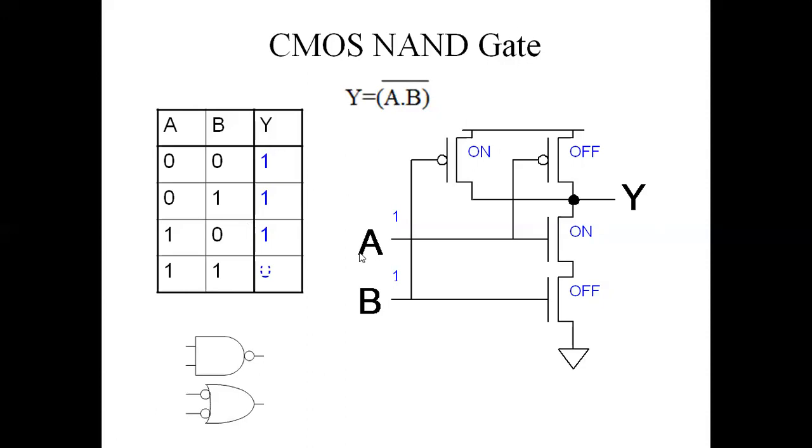In the last case we are seeing both the inputs are 1. So what happens here? Both the PMOS become off and both the NMOS transistors become on. So here the output is connected to the ground through both of the NMOS transistors. Means here for the NAND gate you can say that when both the inputs are 1, the output becomes 0.